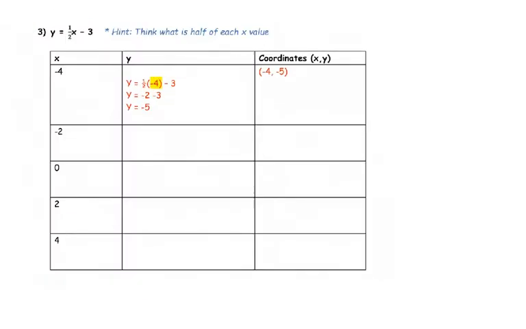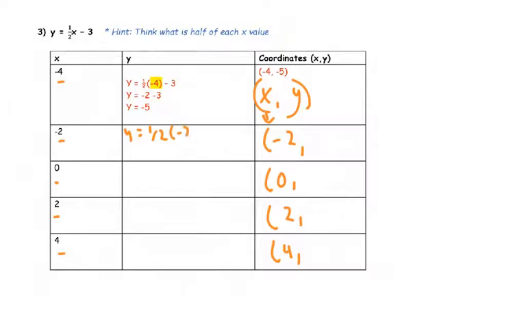All right, this has a fraction in it, but just remember, when you multiply times 1/2, that is the same as dividing by 2. So don't get caught up on that. Remember, x, y, so my x's are right there, and my x's are all right here. Let's substitute it in. So think 1/2 of -2. You know what that is. That's -1.